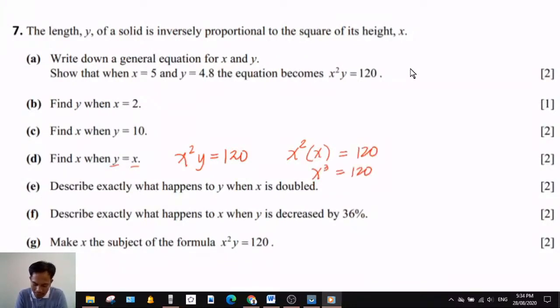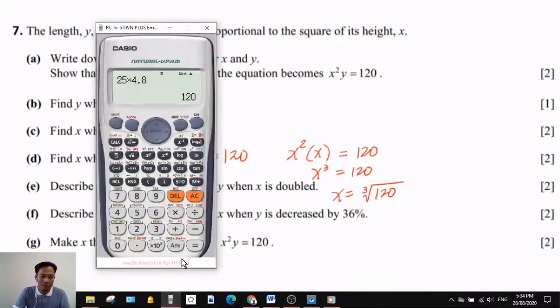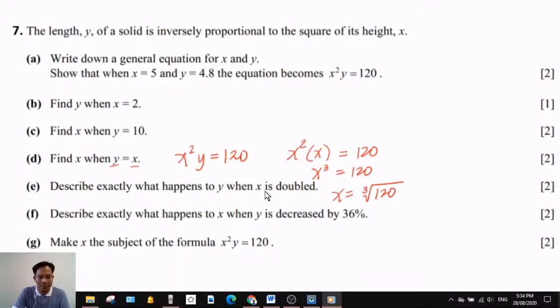Thus, the value of the x is equal to cube root of 120. And cube root of 120 can just be written as cube root of 120. Or if you want, I can write it in decimal form. Cube root of 120 is 4.93. Just write in 3 significant figures. Okay, next, letter E. Describe exactly what happens to y when x is doubled. So let's go to letter E.